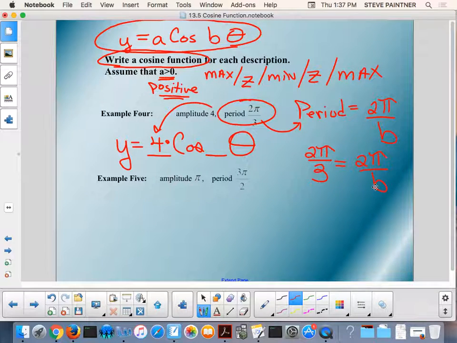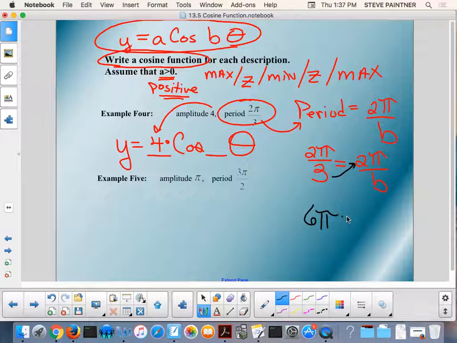Now, most likely, most of you see the answer. 2 pi over 3 must equal 2 pi over, what would that have to be? 3. Wouldn't it have to be 3 for them to be equal? But if you don't see it, that's okay. If I didn't see the answer, I'd go like this. Well, this is just an equation. I'll just solve it. What's this? What is it? 6 pi.